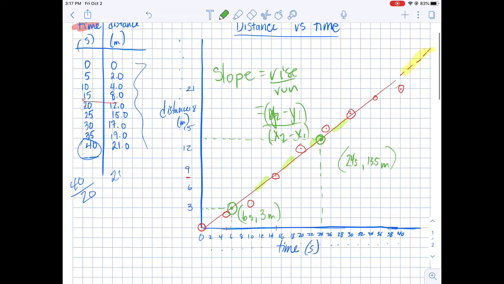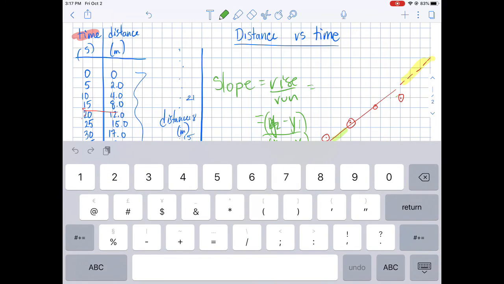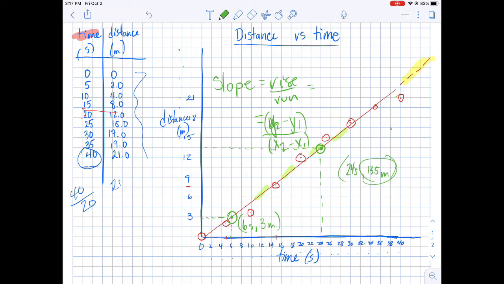Now, to calculate the rise over run, my y2 is this number. So it's going to be equal to 13.5 meters minus 3 meters. That's my y2 minus my y1, divided by my run, which is 24 seconds minus 6 seconds. So I'm going to get the difference between these. It's going to be 10.5 meters divided by 18 seconds. I don't happen to have my calculator on hand, so I don't have the number for that. But it should have 2 significant digits, because all my times are reported as 2 significant digits.